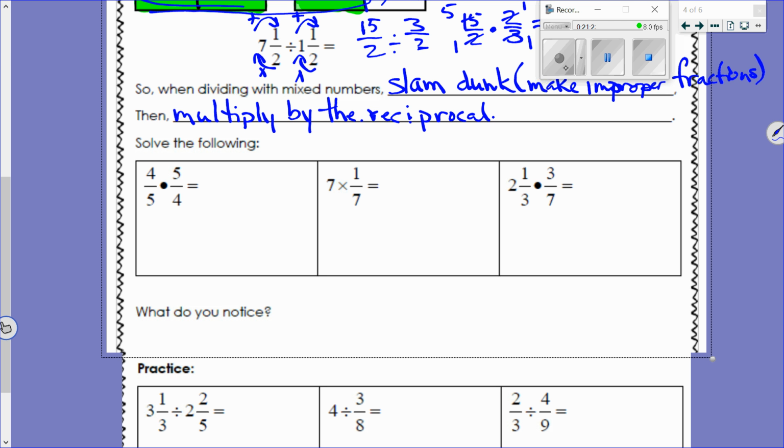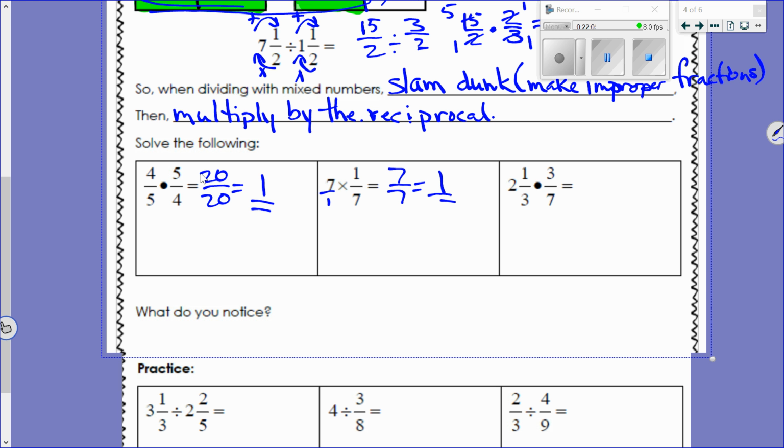Okay, so our first one. 4 times 5 is 20. 5 times 4 is 20. 20 over 20 is 1. Okay, I guess you're right on the first one. Second one's definitely not 1 though, right? Yes, it is. 7 times 1 is 7. 7 times 1 is 7. And what do I have to do? Make it a proper fraction. So, 7 times 1 is 7, 1 times 7 is 7, I guess it was 1, wasn't it?